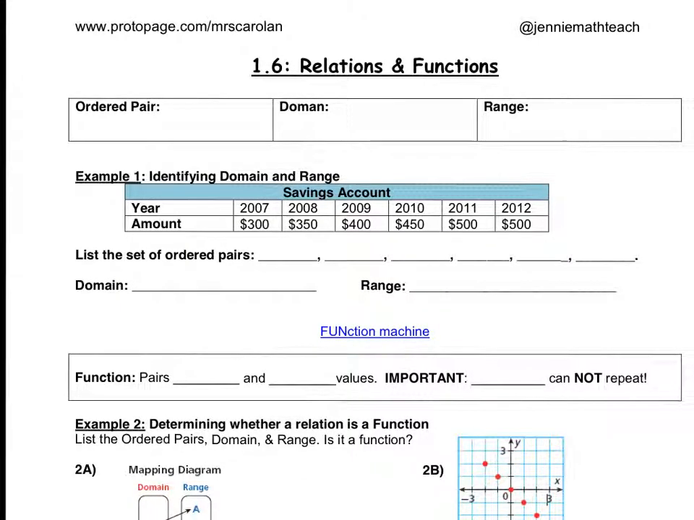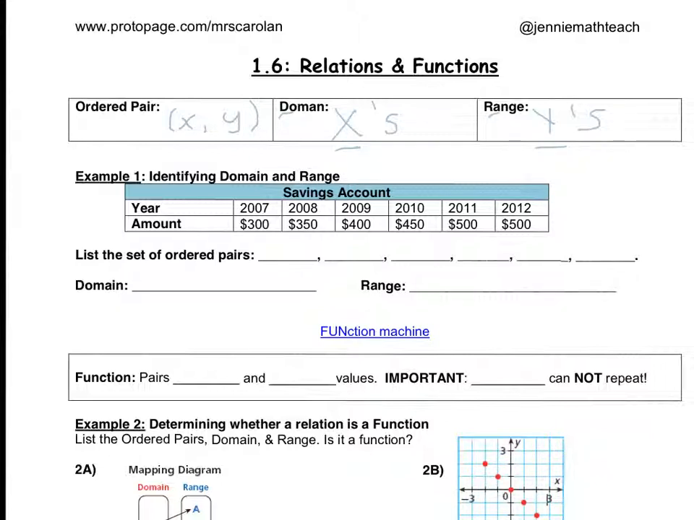Lesson 1-6 is on relations and functions. You may have remembered from before that ordered pairs are always written with the x first and the y second. The domain is all the x values, and the range is all the y values. I remember because x comes before y in the alphabet, and D comes before R in the alphabet, so it's kind of alphabetical order.